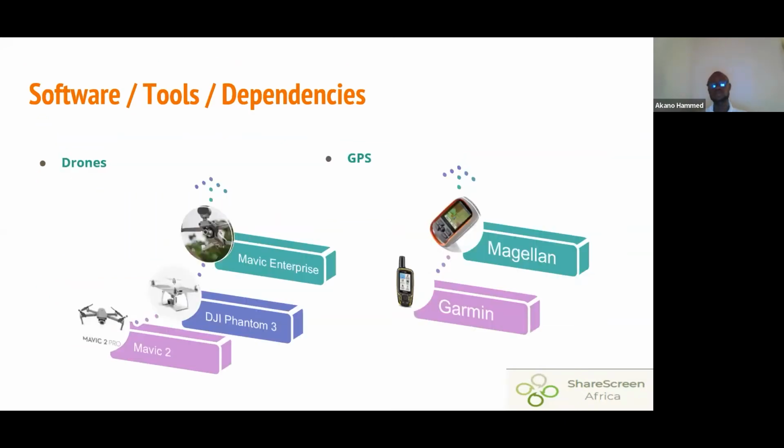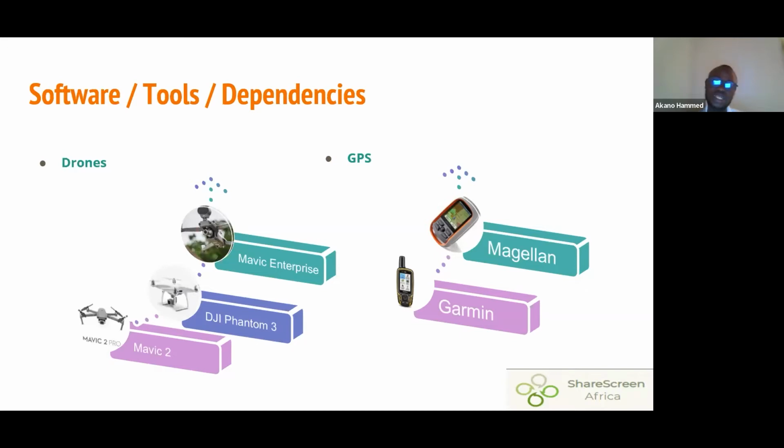And the drones and the GPS. We have different drones and we have different GPS, but basically I just try to showcase so that we get access to some of the drones that we have from the market. So we have the DJI Mavic, the Mavic Enterprise, the DJI Phantom 3, the Phantom 4, the Mavic 2, the Mavic 2 Pro, and the Mavic Enterprise.